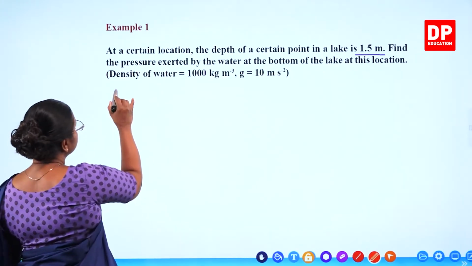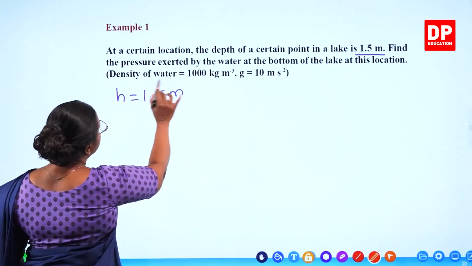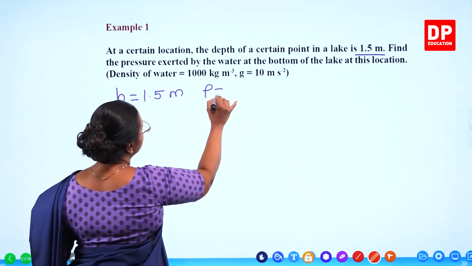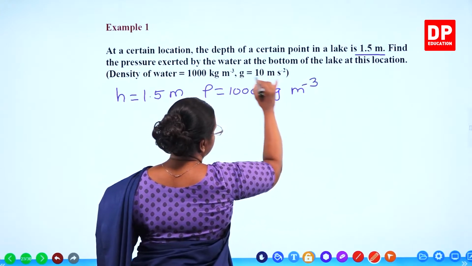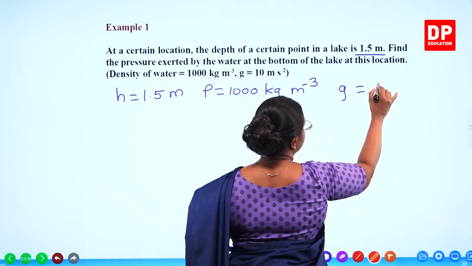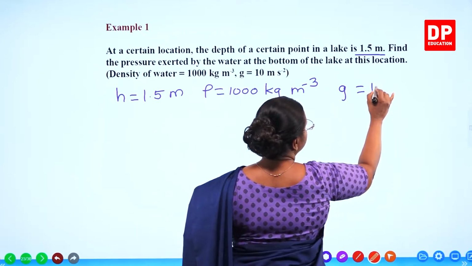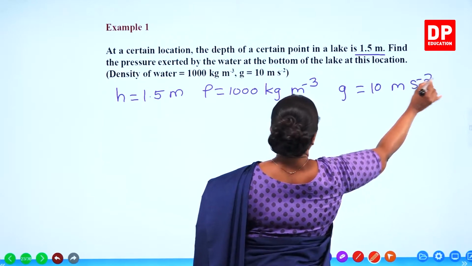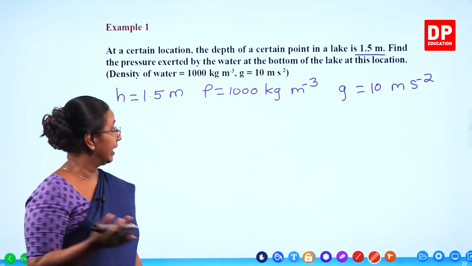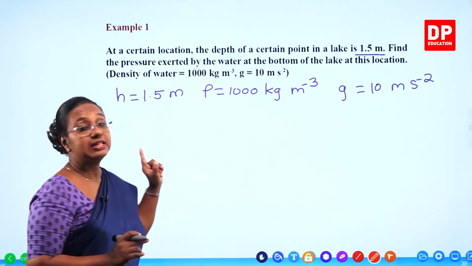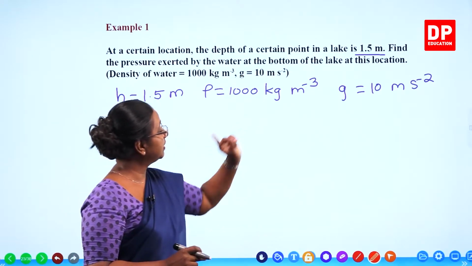So, the height is given to you as 1.5 meters. Then the density of water is given, that is rho, 1000 kilogram per meter cube. And they have given the gravitational acceleration, 10 meters per second square. If you write all the values, it's easy to do the calculation as well. And also, you can look at the units. This is in meters, and this is kilogram per meter cube.